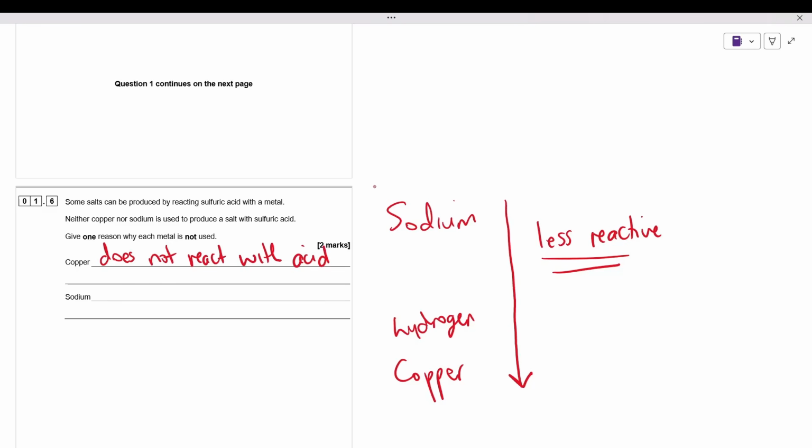Okay. Now on the other hand, for sodium, there is a chance of displacement because sodium is more reactive than hydrogen, right? However, because sodium is very, very highly reactive, it could get explosive. Or you can say the reaction is dangerous, right? Any one of those would suffice for this reaction.